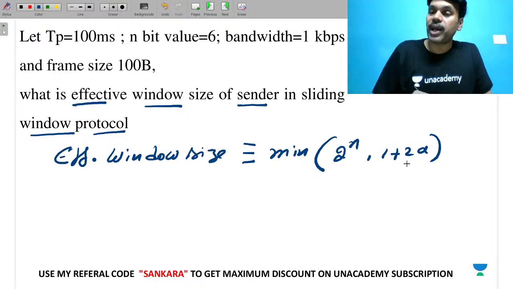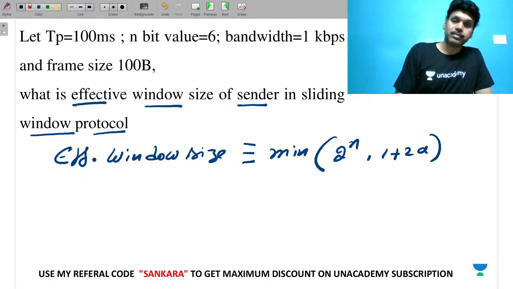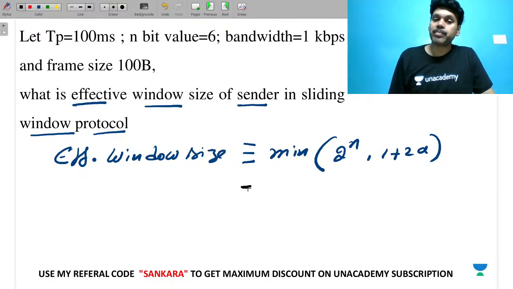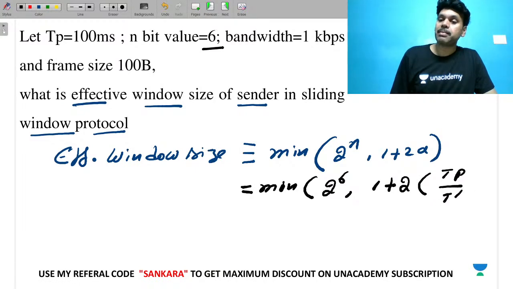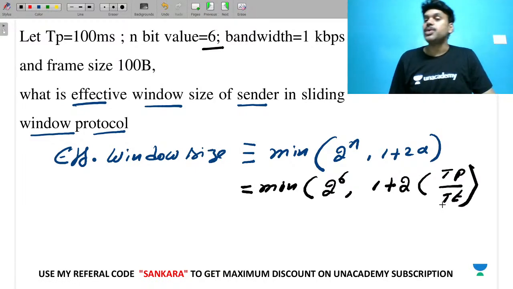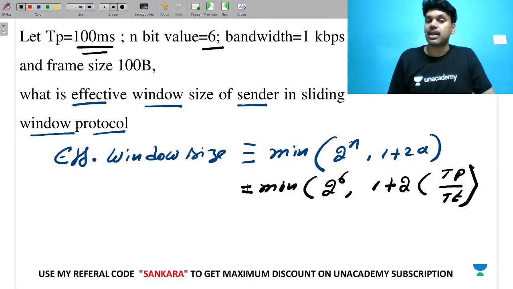You know why. Already proof is given. Please watch my previous theory lecture of sliding window protocol. You will understand why I am following minimum of 2 power n comma 1 plus 2a. So I am saying minimum of 2 power n. N is a 6-bit value. And 1 plus 2a is nothing but TP by TT. So you need to calculate TP and TT. TP is already given, TT you need to calculate.